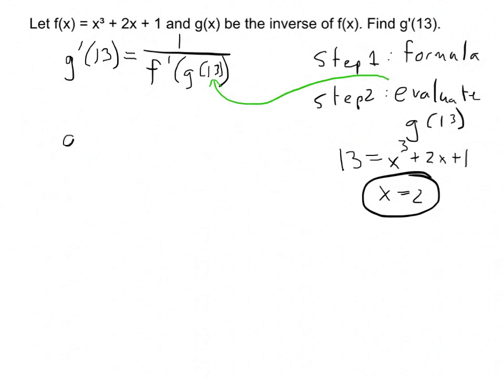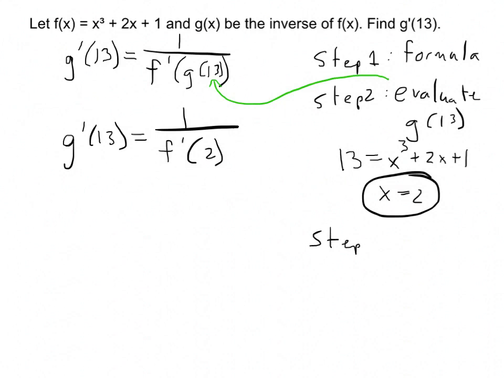So now I've simplified, right? This is g prime of 13 equals 1 over f prime of 2. Right? So now what's step 3? Step 3 is to find the derivative. Find f prime of x and plug in the value.